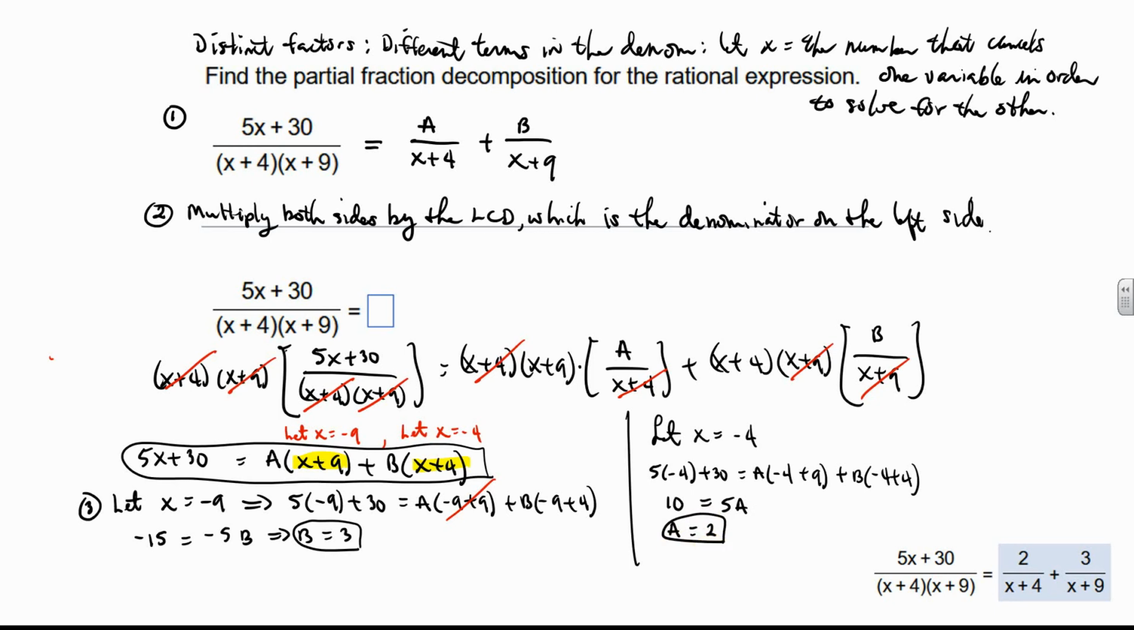So a is equal to 2, so this becomes 2 over x plus 4, right? And plus, now if b was negative, I would say negative here, but since b is positive, this is just plus 3 over x plus 9. So we've just decomposed that fraction. Okay. All right. Does that make sense? Let's keep digging. Okay.